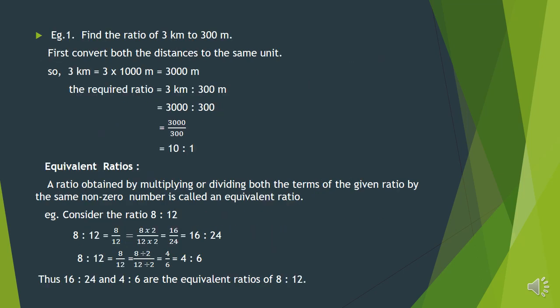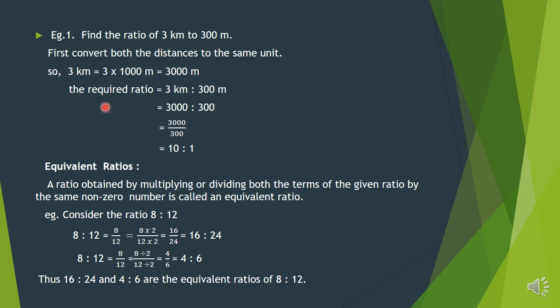Example 1. Find the ratio of 3 km to 300 meter. We have to find the ratio. And you know, children, ratio is a fraction, and here it is of the same units. The units should be same. So here first number we have the unit kilometer, and second number we have meter. So first we have to make the unit same. So kilometer we can convert to meter. So first convert both the distances to the same unit.